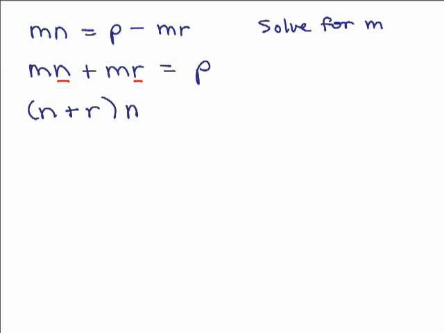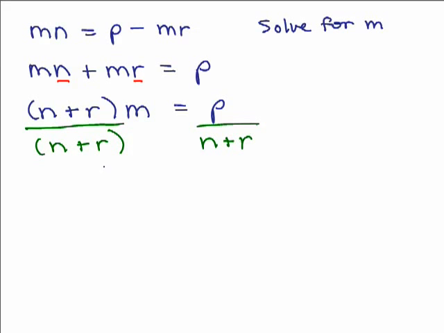That's how many m's I have. Or you could have gotten the same thing by factoring an m out and writing m times n plus r. Either way works. And again, that's just like a 5m, but instead of a 5, it's an n plus r, so we need to divide both sides by the coefficient. So we've got m equals p over n plus r.